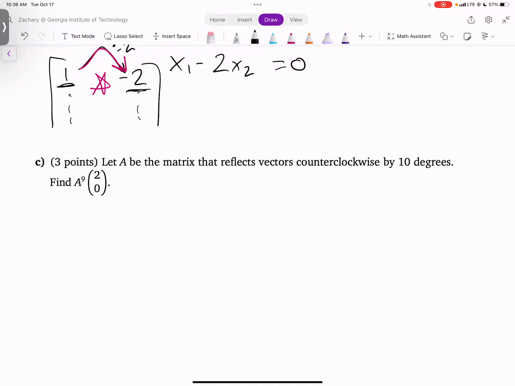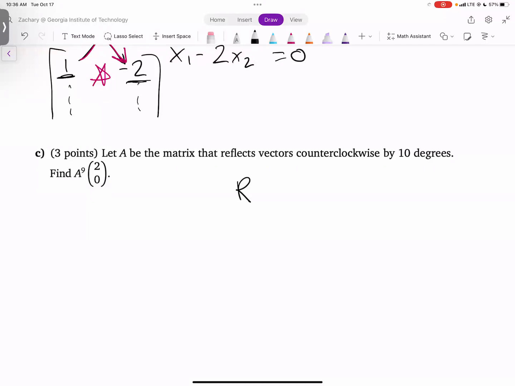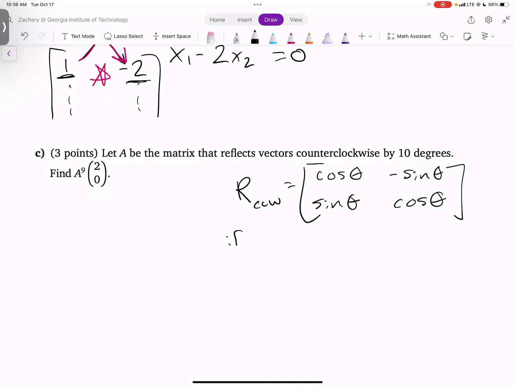So the big one that you need to memorize is the rotation matrix for a counterclockwise angle. That is equal to cosine theta, negative sine theta, sine theta, cosine theta. And if clockwise, instead, just make theta negative. So for example, a 45-degree clockwise rotation is the same as a negative 45-degree counterclockwise rotation. So I just like to memorize one matrix, because otherwise you can get confused with some negatives.